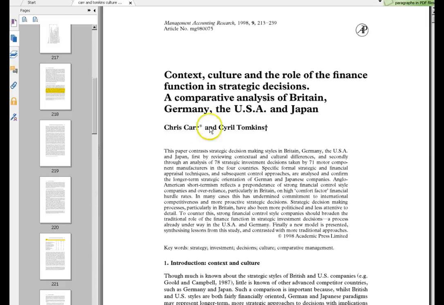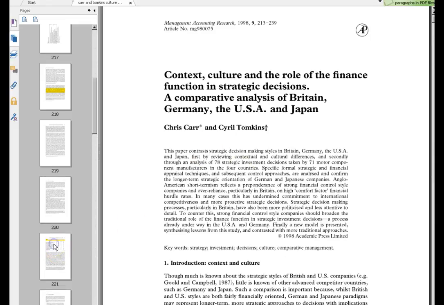I've got a little paper here. It is old, actually. It's 98, so it's 9 years older than the survey we were looking at, but it looks at a particular context, and it's looking at strategic investment decisions taken by 71 motor component manufacturers in 4 countries. So that kind of makes it interesting from a business perspective, because it looks at this concept of a strategic decision, and we are interested in the important decisions.